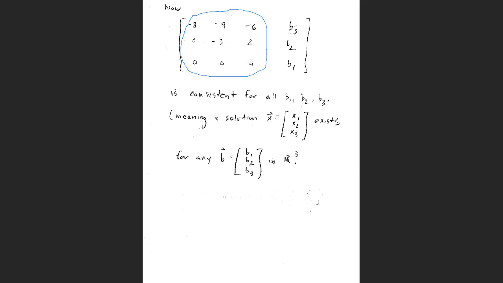If we think very simply here, when I say that the system is consistent, the very last equation reads 4x3 equals B1, right? The very last equation reads 4 times x3 equals B1.